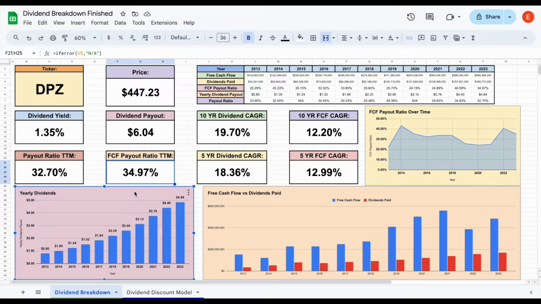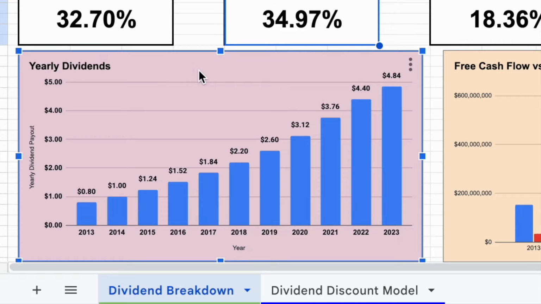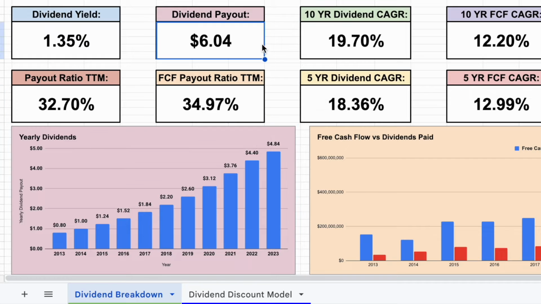Now, if we come down here, we can see our yearly dividend payout chart. And this one is an absolute thing of beauty. You can see phenomenal growth over the past 10 years. In 2013, we can see Domino's was paying out at around 80 cents per share. And jump forward to 2023, it's $4.84 per share. But with the recent dividend hike pushing their dividend payout to $6.04, once we decide to reflect that in our chart, that means their dividend payout is going to be all the way literally off the chart, somewhere up here.